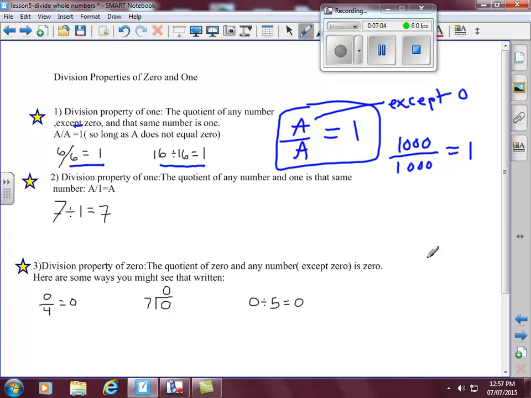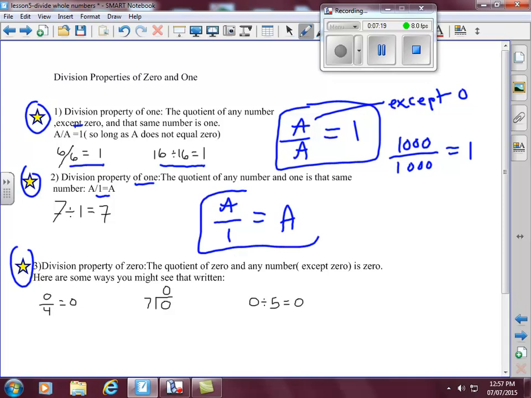Division property of 1. So by the way, everything with these stars, right? Devote these to heart. There's another division property of 1, and that's here. Anything divided by 1 is itself. Well, if you think back to just numbers, 7 divided by 1 is 7. 8,000 divided by 1 is 8,000. So we're just tagging that and saying, hey, anything divided by 1 is itself. And that's a division property of 1.